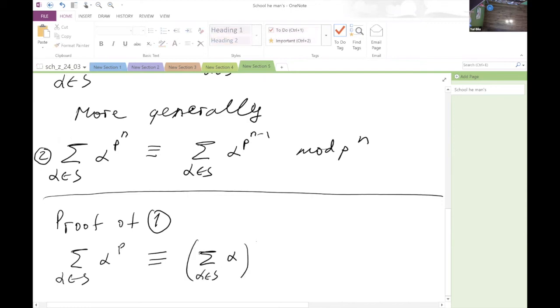Raised to the power p, well, simply by properties of multinomial coefficients, this is congruent, of course, to the sum. Since it is a rational integer, this sum is by little Fermat congruent to itself. And we're done. So this is little Fermat.